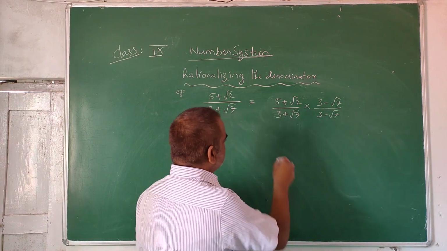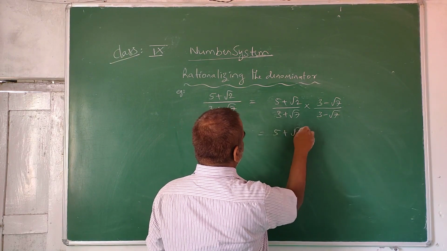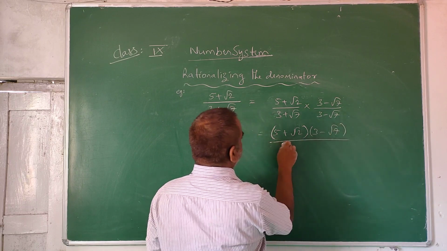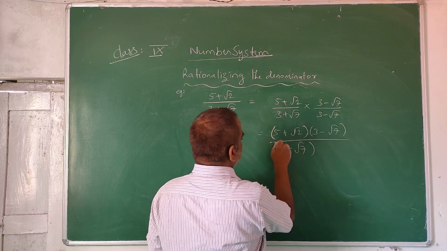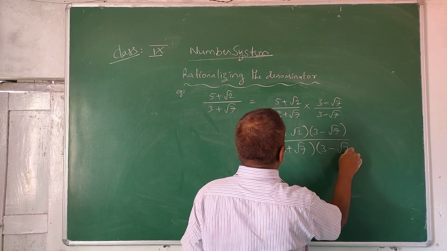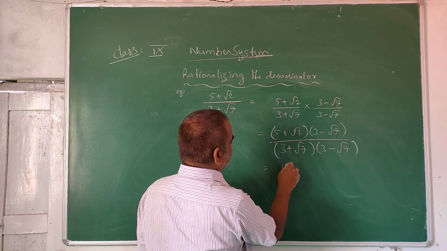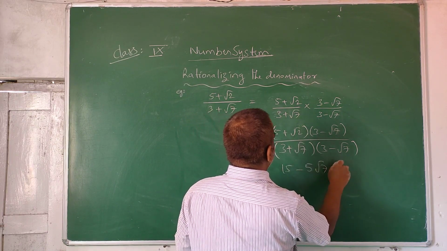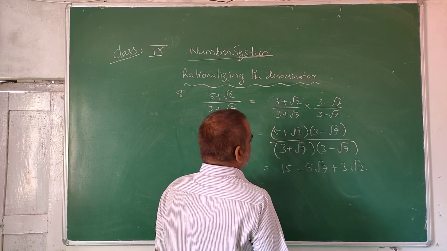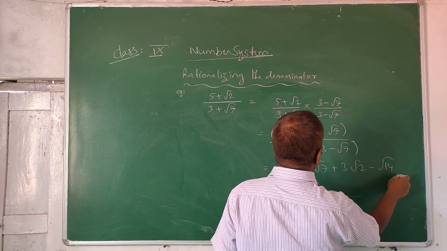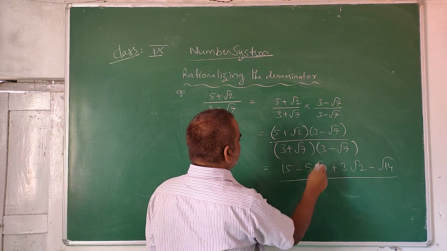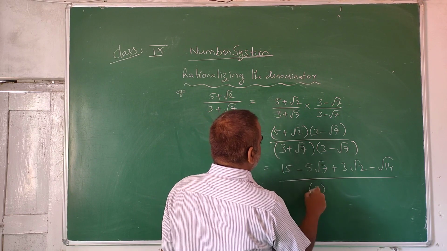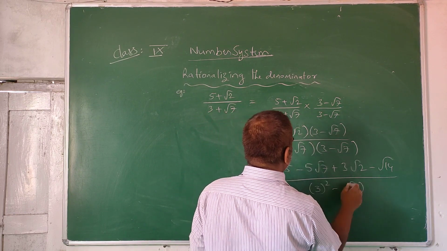Are you following? So this is equal to 5 plus root 2 into 3 minus root 7 by 3 plus root 7 into 3 minus root 7. Now if you go for multiplication, 5 3s are 15, minus 5 root 7, plus 3 root 2, minus root 14, divided by a plus b into a minus b, a square minus b square, which is 3 square minus root 7 whole square.